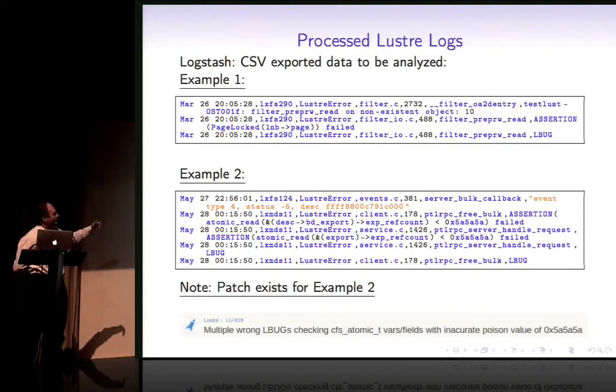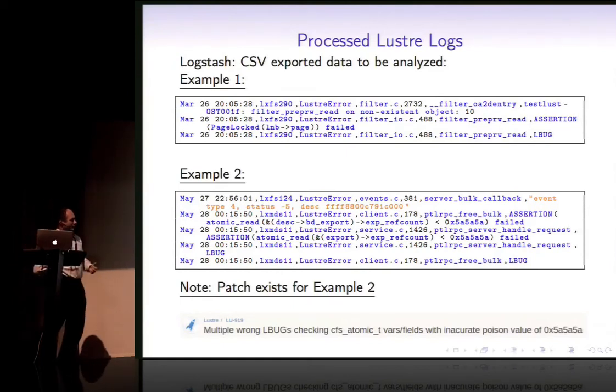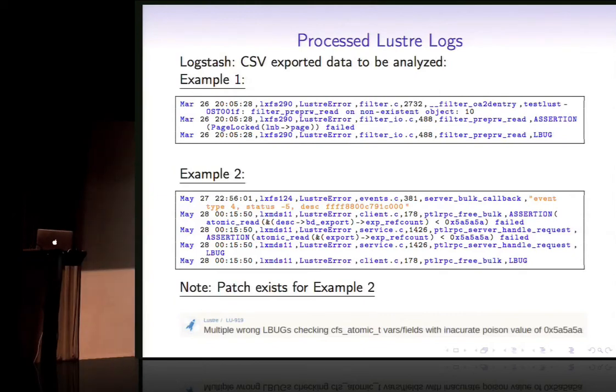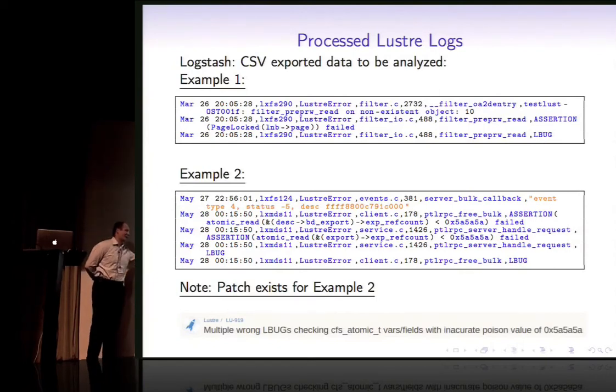This is an example of what kind of data Matteo, the colleague who is the Logstash expert, gave to me. We exported it in CSV format, and so we have a timestamp, then the machine, then whether it's a Lustre or a Lustre error, then the C file, then the line number, and then the function call. I said, let's first start with the function call. For instance, here you see this server bulk callback, and so on. And here is an LBUG.